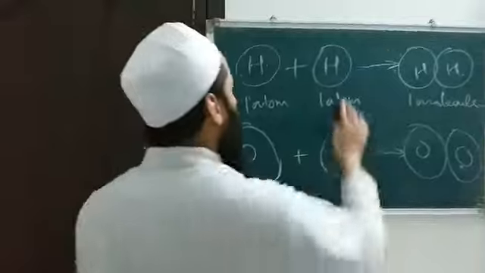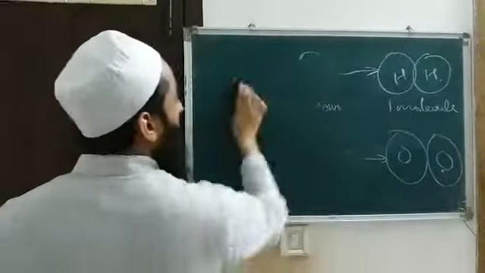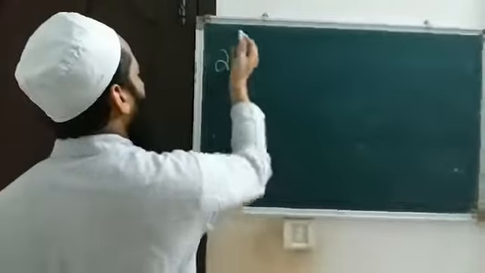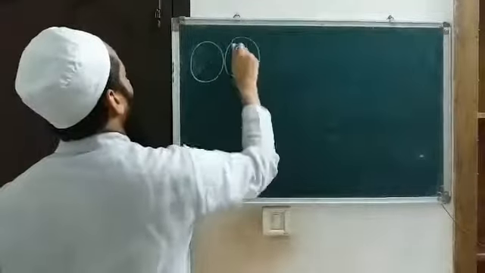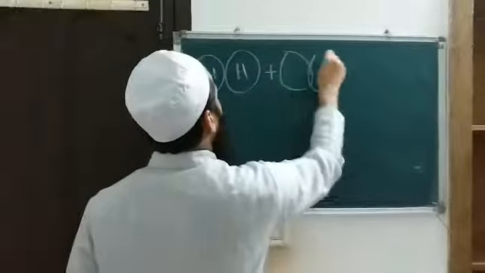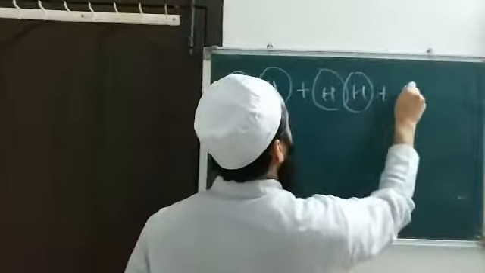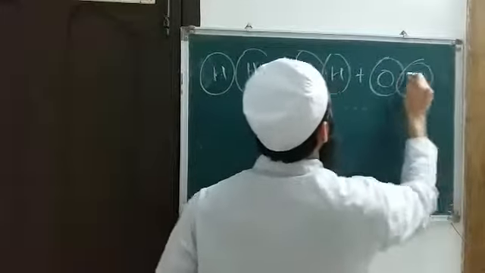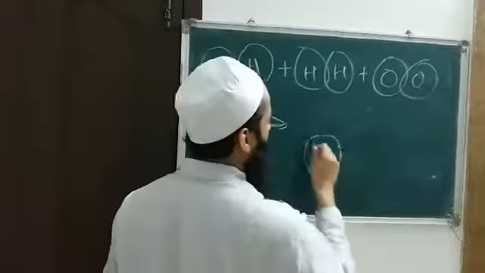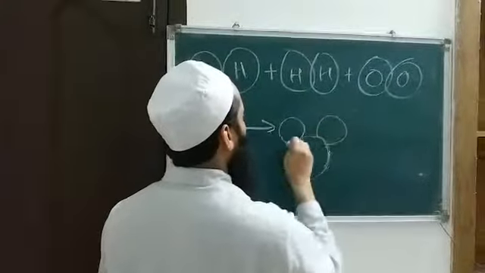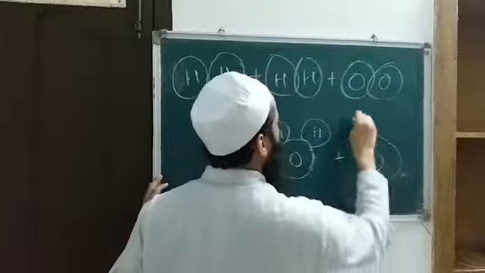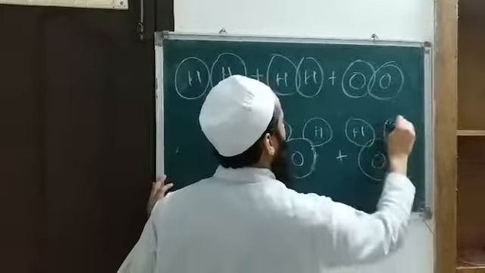Now, how a compound is formed, you can see. You have already formed two molecules. Now, two molecules of hydrogen plus one molecule of oxygen will give you what? Two molecules of the compound named water, H2O. You have oxygen, you have hydrogen over here. This is what you get.